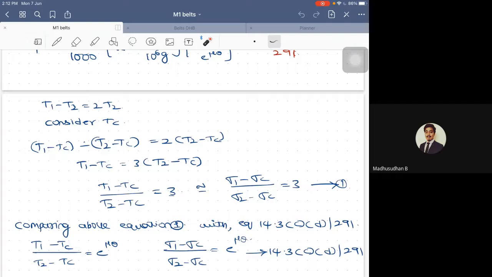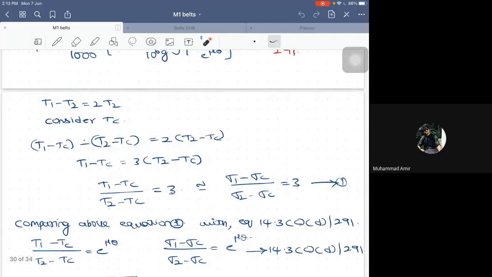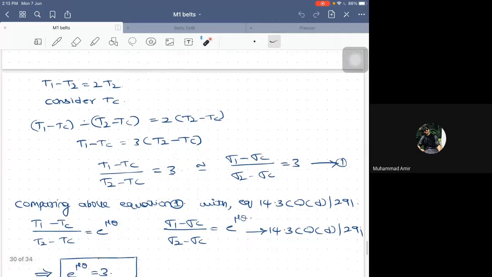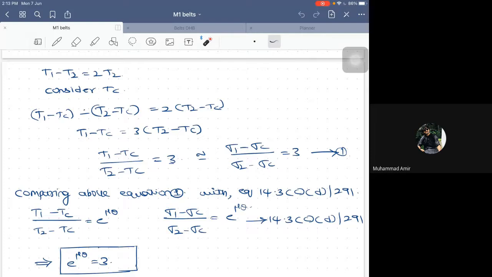Compare equation number 1 and the equation which we have taken from the data handbook. What inference can you get? The end part of the equation, sir. Yes, the end part of the equation. Simple, isn't it? When you compare, the LHS of these two equations are the same, so I can equate the RHS: e to the power of mu theta is equal to 3. That is what I have done here. I have taken e to the power of mu theta as 3. Is that clear?